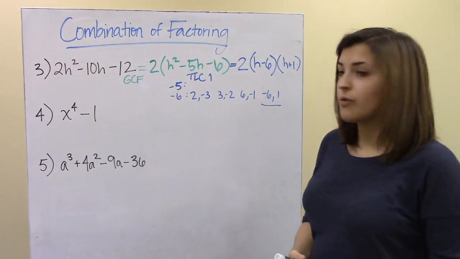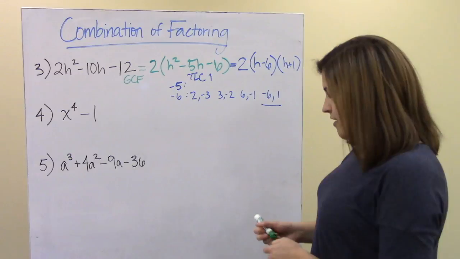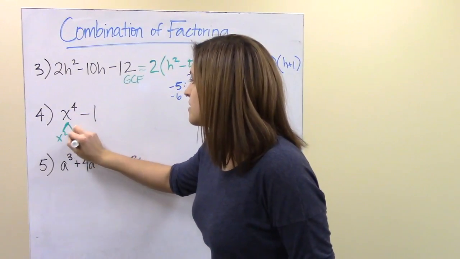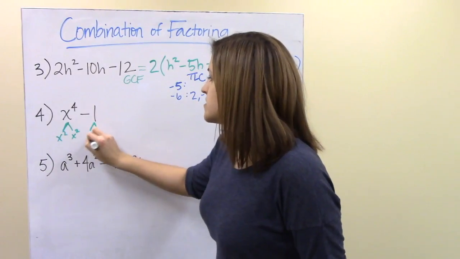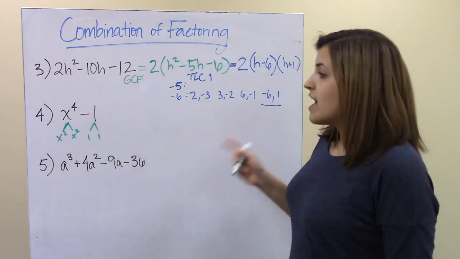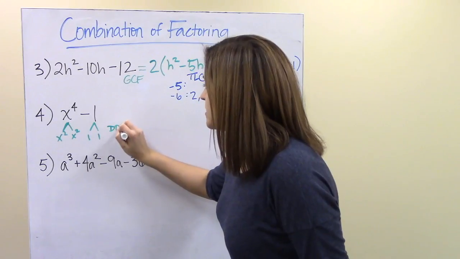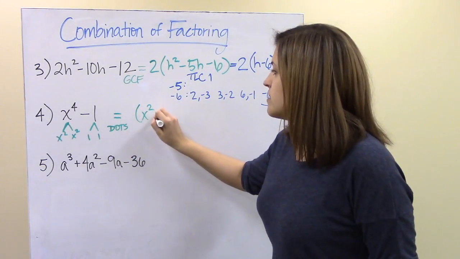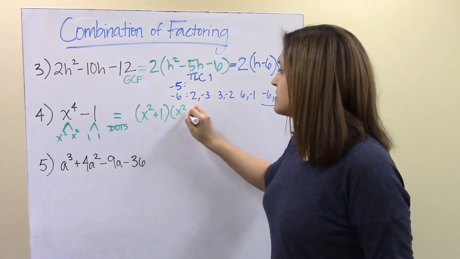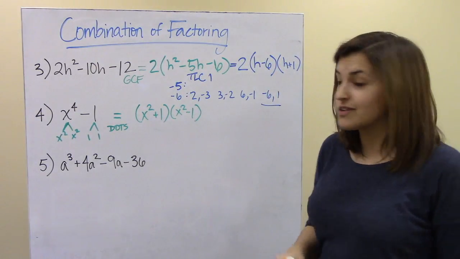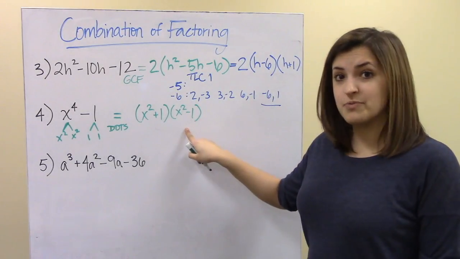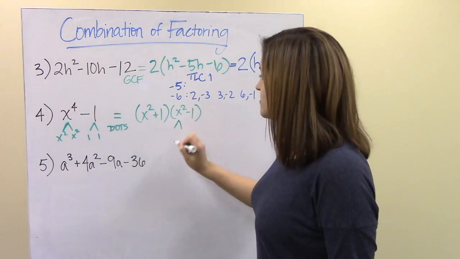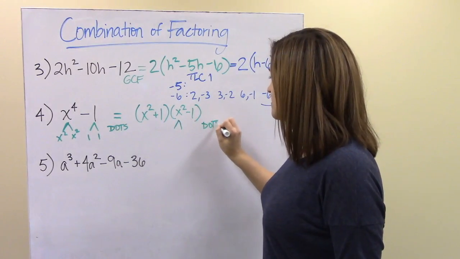We have x to the 4th minus 1. Now, x to the 4th is really x squared times x squared, and 1 is 1 times 1. So I have a difference of two squares here, and I will get, when I factor, x squared plus 1 times x squared minus 1. Now, if you look closely, x squared minus 1 is also a difference of two squares. That's pretty cool. So we can factor it again using difference of two squares.